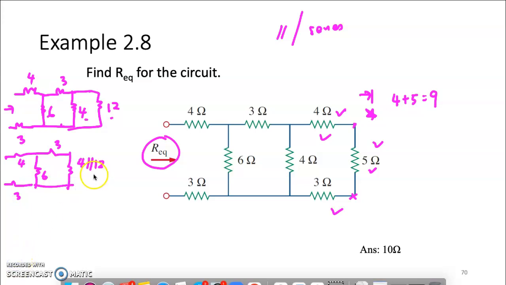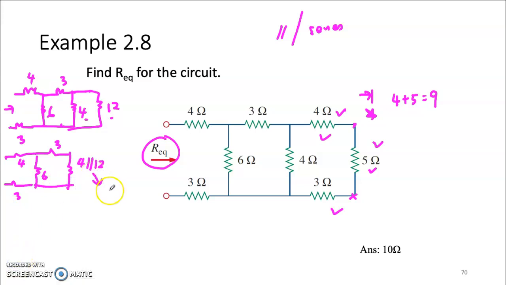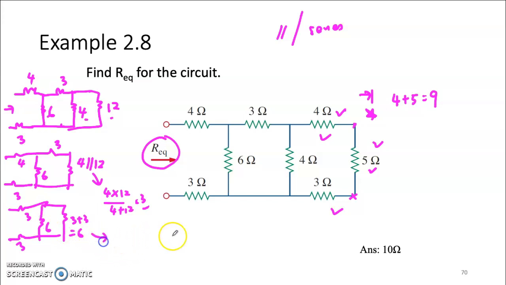Okay, so how are you going to get the parallel? So you just use this formula, 4 times 12 over 4 plus 12, and then you can get 3. So now let's continue. So now this becomes 3, right? So then 3 and 3, are they series or parallel? 3 and 3 are series, right? So you can just do 3 plus 3 becomes 6. And then here is also 6. And then you get 3 here and 3. So now 6 and 6, they are parallel, right? So you can combine them.